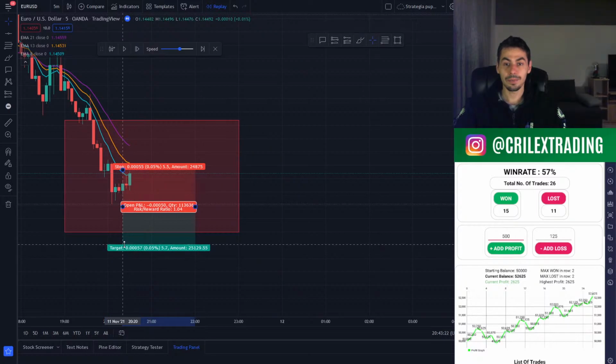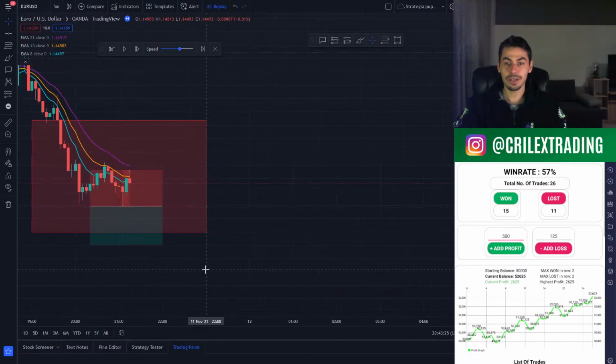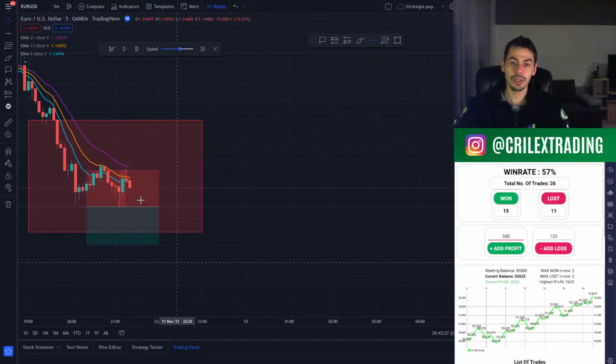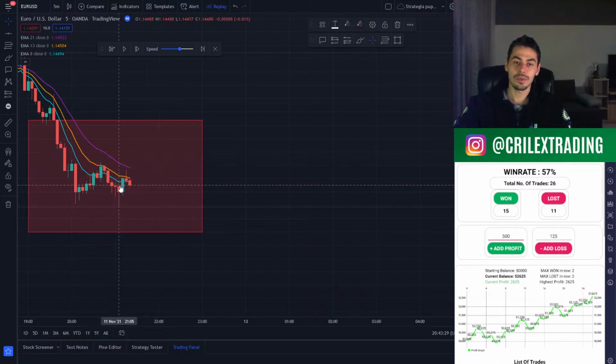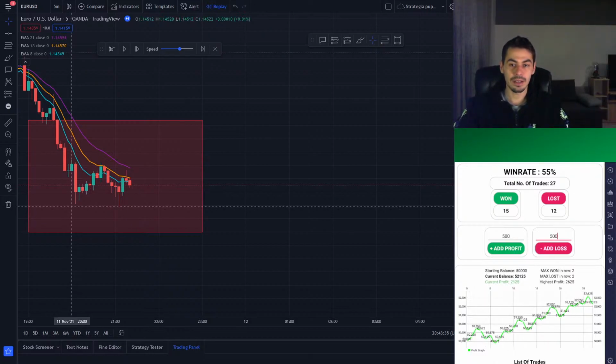Okay, we have another pending position right here. Let's see if it gets triggered. And it gets triggered, and unfortunately it gets stopped out right away. We have a full-on loss of 1%, which is bad, but still in profit.